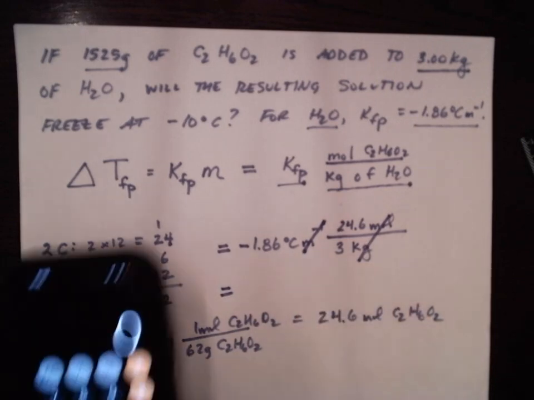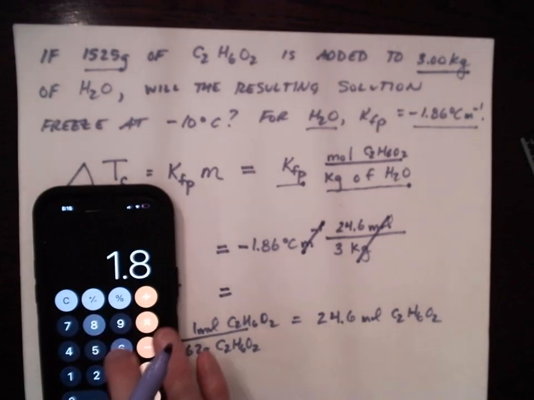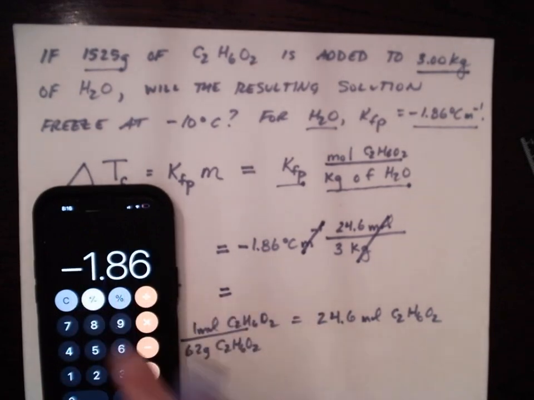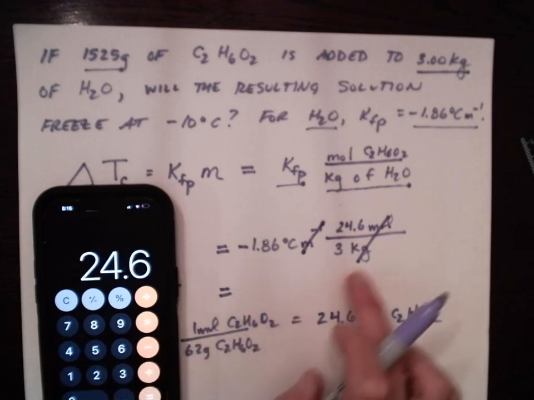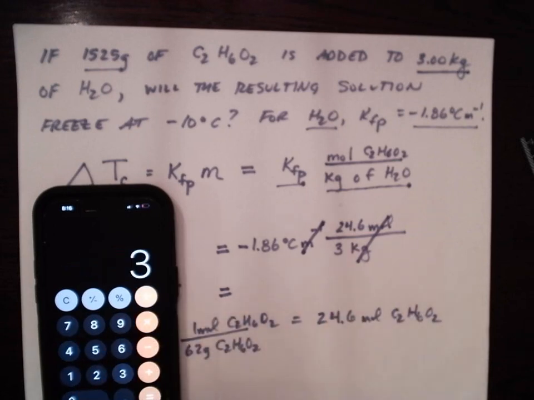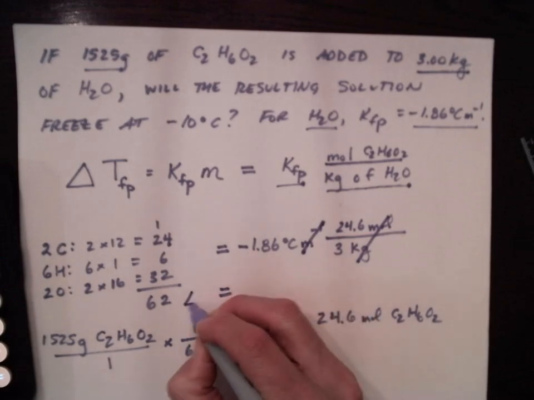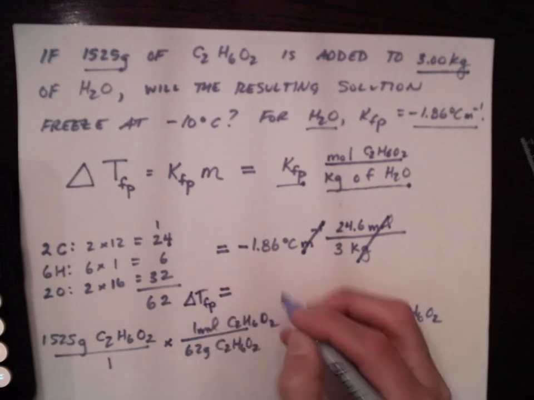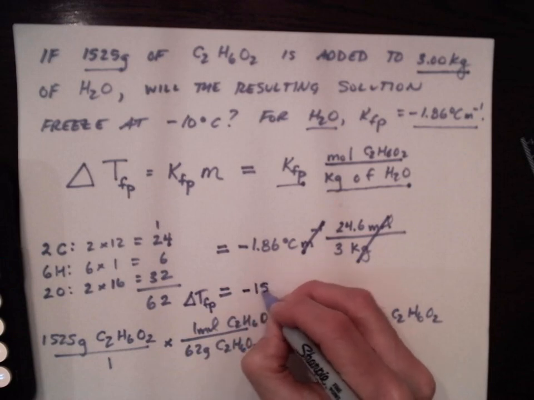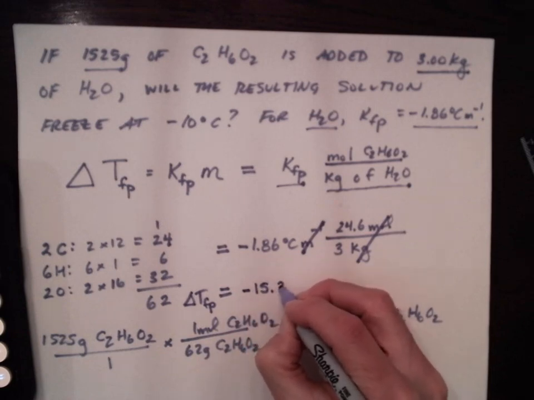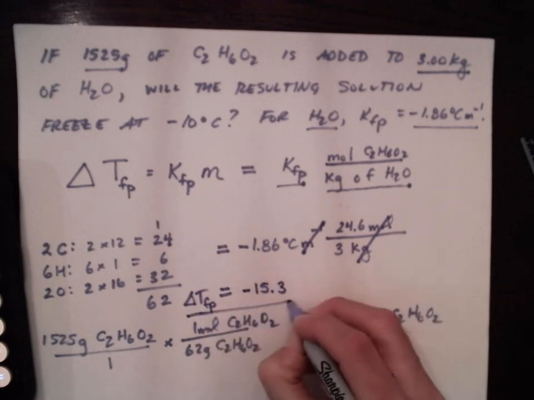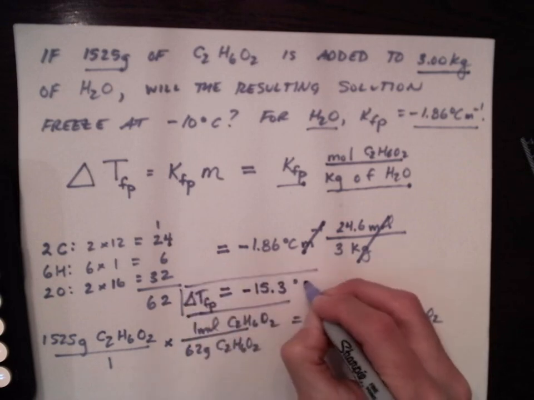We calculate that: 1.86, we're going to make it negative. We're going to multiply that by 24.6, and then we're going to divide that result by 3. So the change in temperature of the freezing point will be -15.3, rounding down, degrees Celsius.